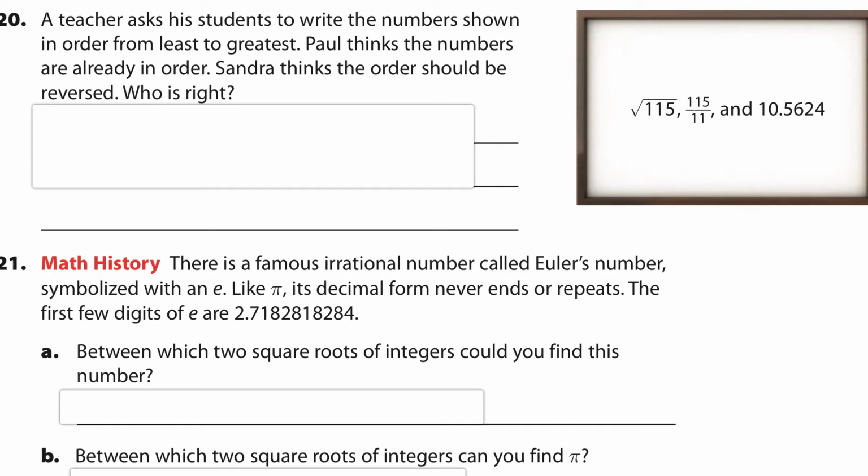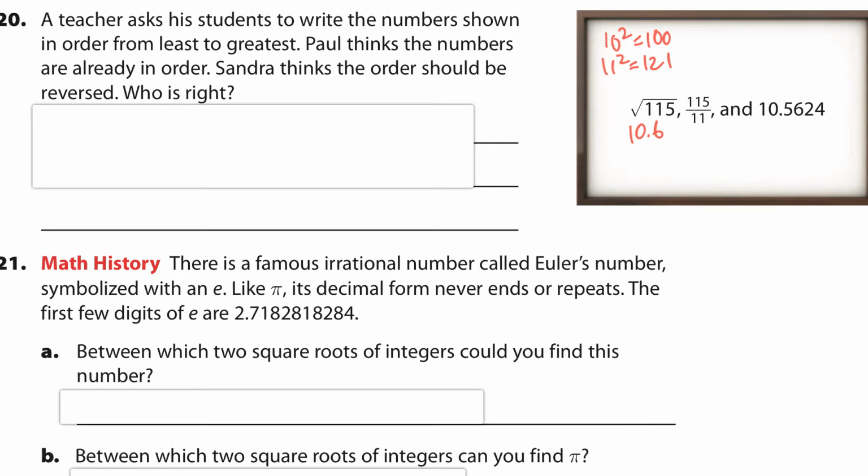Let's see. That's like 10 squared is 100, and 11 squared is 121. And that looks like it's like 10.6. And 115 divided by 11. 11 times 11 is 121. Boy, that looks like it would probably be close to 10.6 also. Geez, these are all very close together.